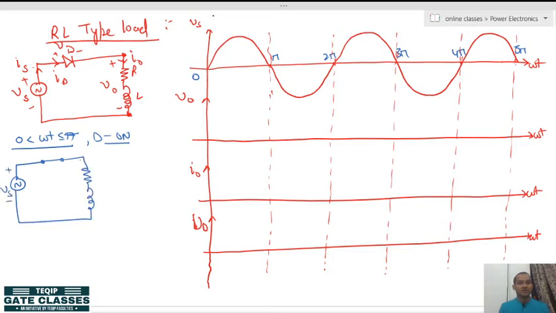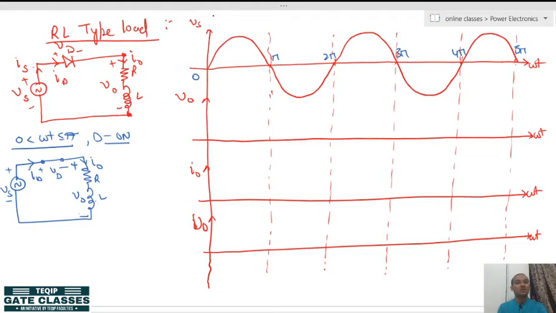Source voltage, load current, voltage, and here diode current, diode voltage. So, here when you talk about it, now this is an RL circuit, it is not a pure inductive circuit. So, now again we have to determine what is the nature of the current here.